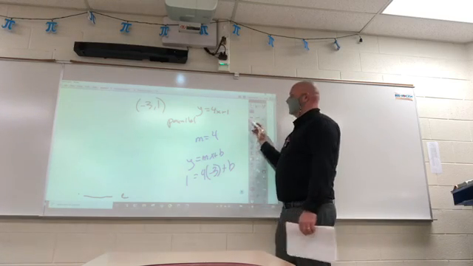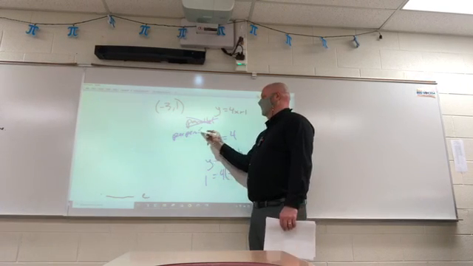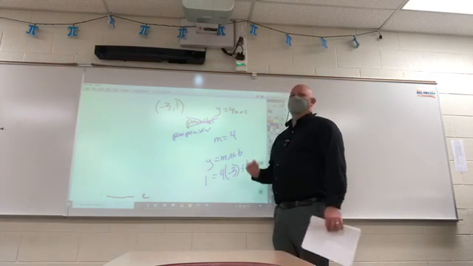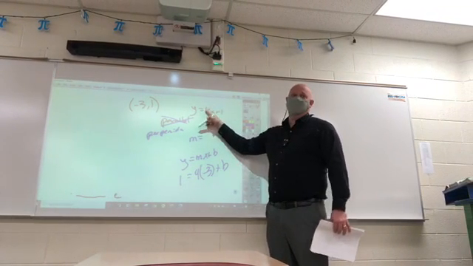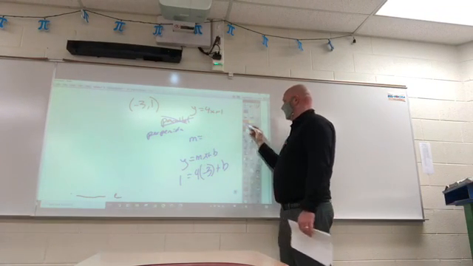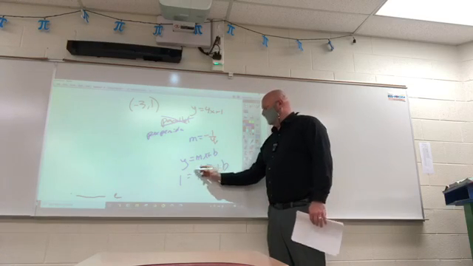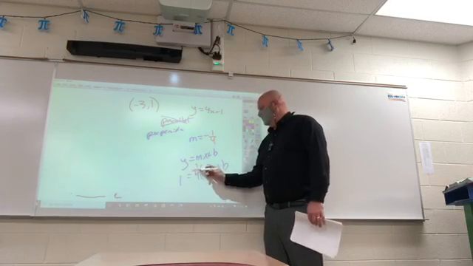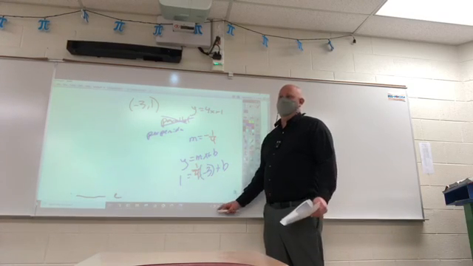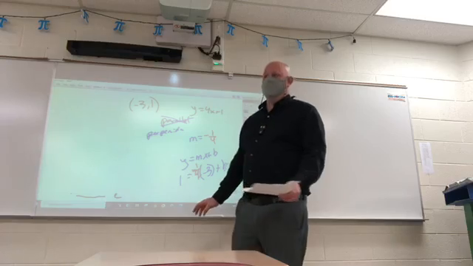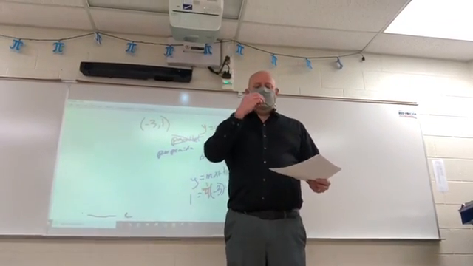If I changed this problem and all I did was write perpendicular, what would be the only difference? Instead of using the same slope, what would you use? You use the opposite reciprocal, right? And then you solve it the same way. That's everything that's going to be on your quiz tomorrow. Are we good with these?